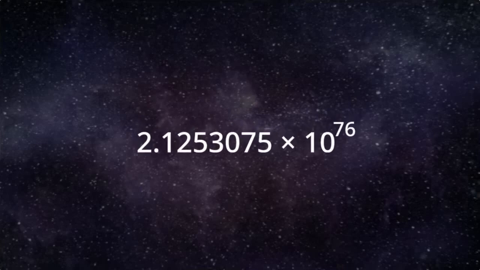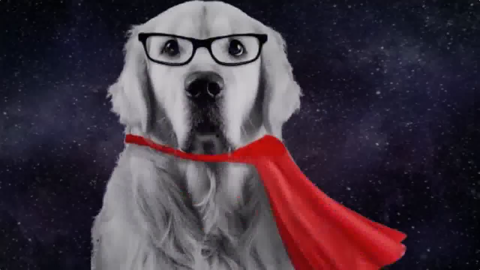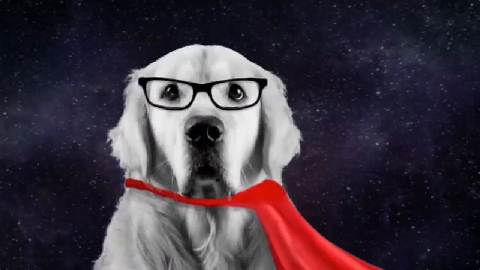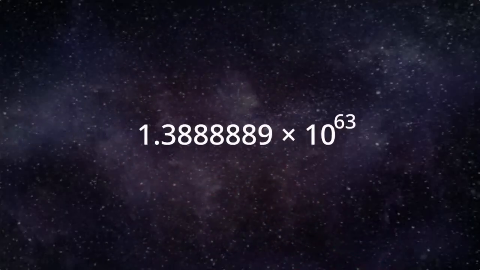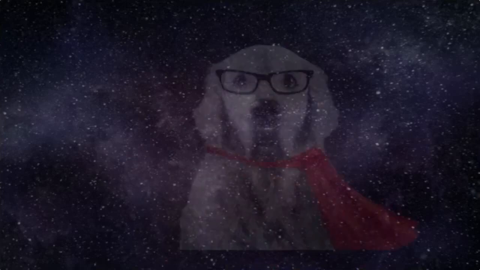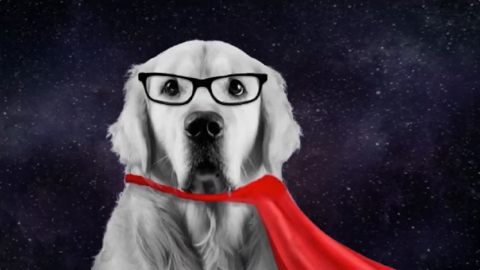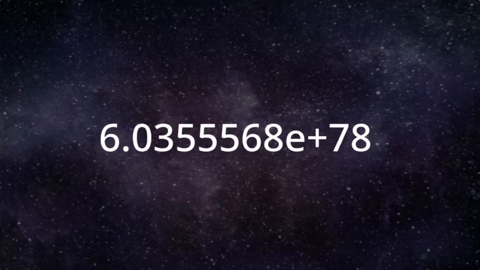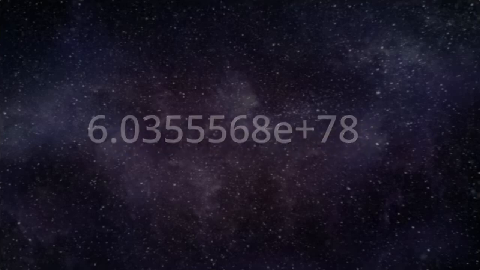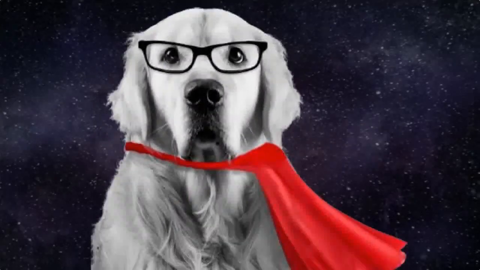Finally, I also am too lazy to calculate the number of Higgs bosons. So I will guess 1.3888889 times 10 to the 63rd. For the W and Z bosons, I will just guess that there are 80 times less of them than the total number of protons and neutrons. So, there are 6.0355556 times 10 to the 78 total W and Z bosons.